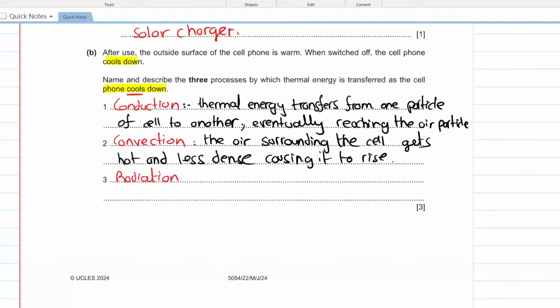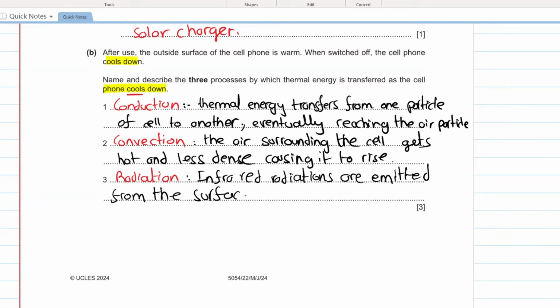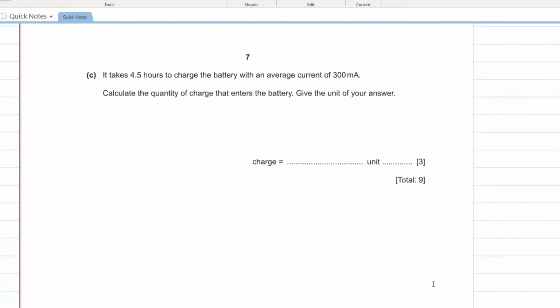रेडिएशन के थ्रू हीट ट्रांसफर कैसे अकर करता है? Infrared radiations are emitted from the surface of the cell. Simple. Let's further move ahead.